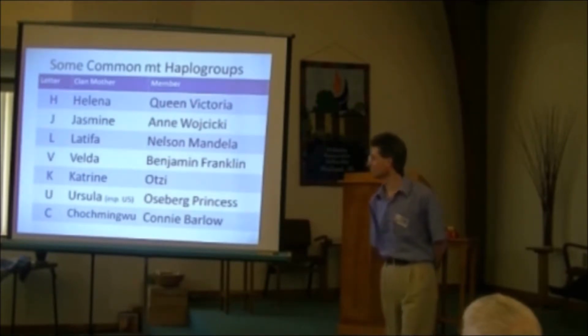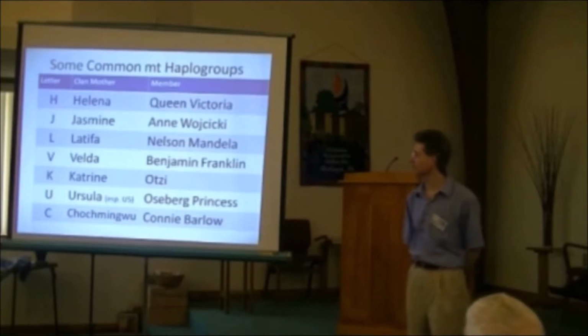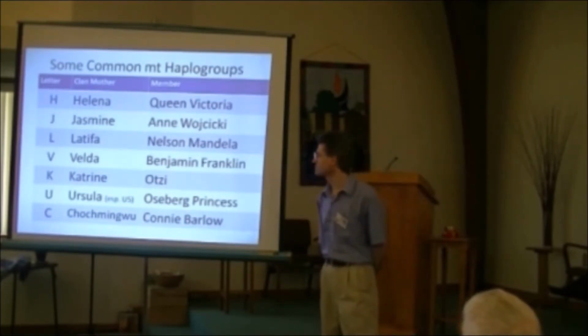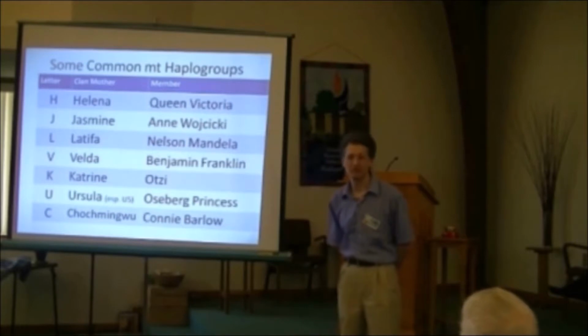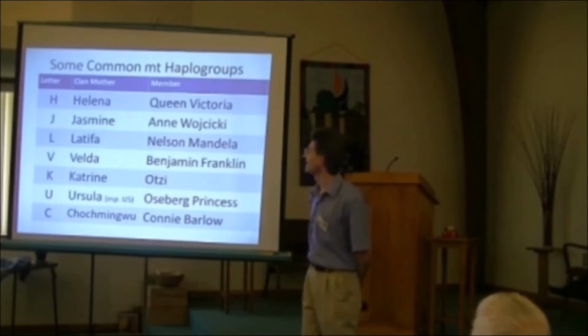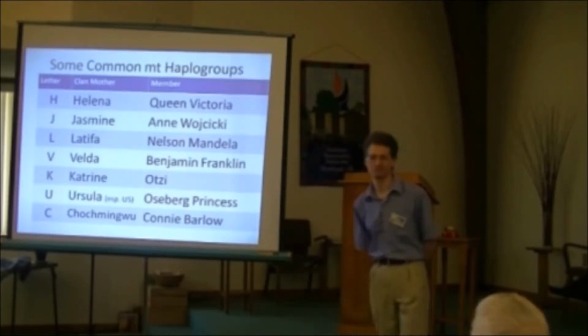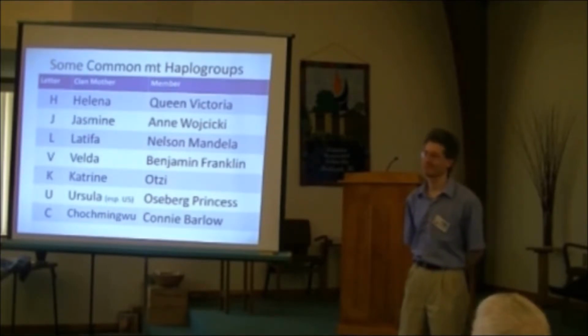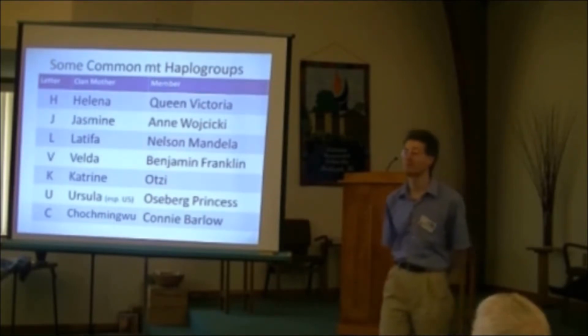So, some of the more interesting famous people that belong to some of these haplogroups. By the way, I am from the haplogroup K, so my clan mother would be Katrine. But, of course, all of my kids aren't going to be that, right? All of my kids are in the clan Velda, which is Heather's. It's going to be the same as the mother, right? Same as the mother.